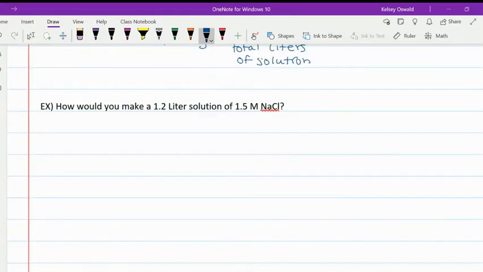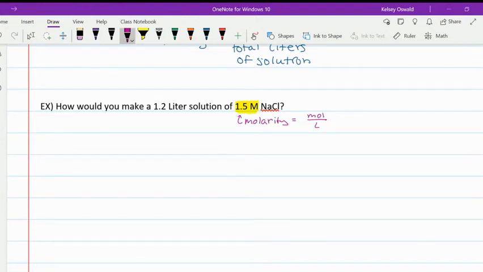Let's say we wanted to make a 1.2 liter solution of 1.5 molar NaCl. So now when we see that giant M, that tells us that 1.5 is the molarity, or the concentration of our solution. And remember, molarity is equal to moles over liters. So moles of solute divided by liters of solution. So if we want to find how we would make a 1.2 liter solution of 1.5 molar NaCl, we need to figure out how much sodium chloride we would need to add to this 1.2 liters of solution.